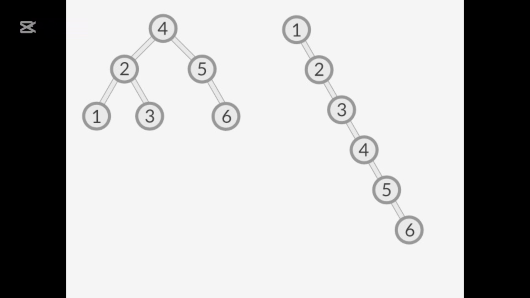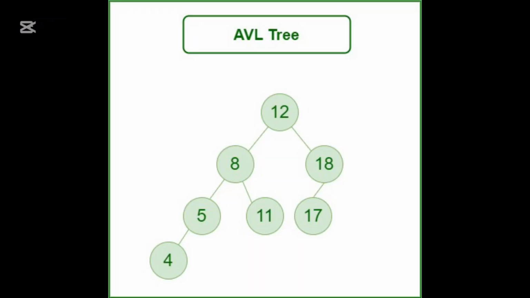That's where AVL trees come in. Unlike regular BSTs, AVL trees are self-balancing. They make sure that the height difference between the left and right subtrees is never too large. This helps in keeping operations like search, insertion and deletion super efficient, always in O(log n) time.